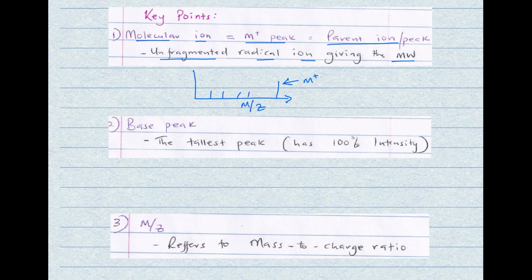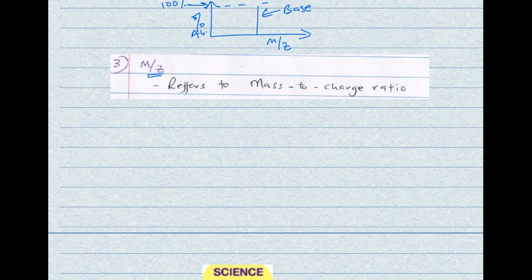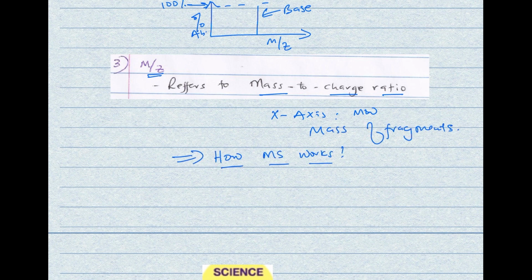Remember, the units is M over Z, and the y-axis is percentage abundance. The base peak. This is the tallest peak. It has 100% intensity. So when you have a mass spectrum like that, and here is the percentage abundance again, the tallest that goes to 100% will be the base peak or the base ion. M over Z means mass to charge ratio, and that's the unit that's used for the x-axis. That actually correlates to the molecular weight or the mass of the fragment. Please review my video on how mass spectrometer works.